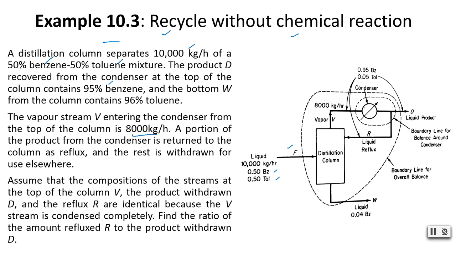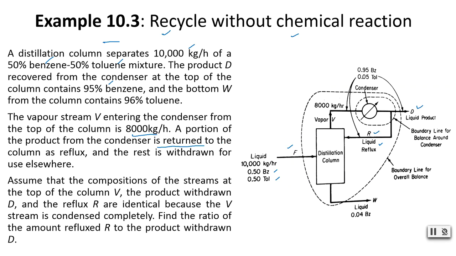After the vapor goes to the condenser, a recycle stream happens, where a portion of the product from the condenser is returned to the column as reflux, and the rest is withdrawn for the LCS. So this is withdrawn, and this is going back to the distillation column.